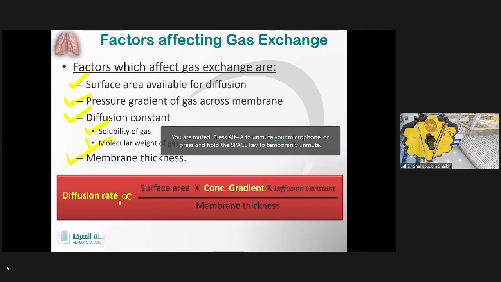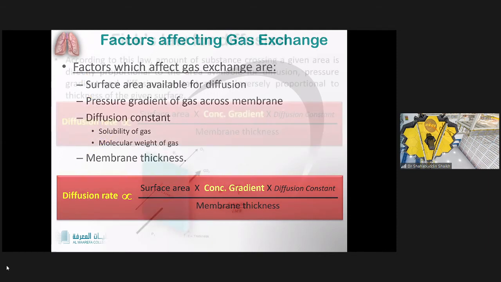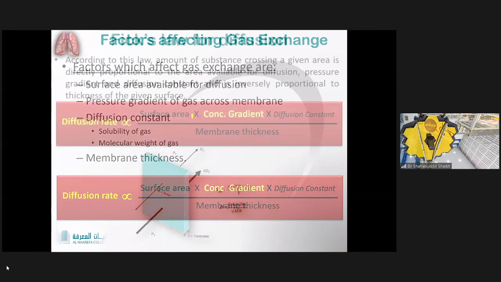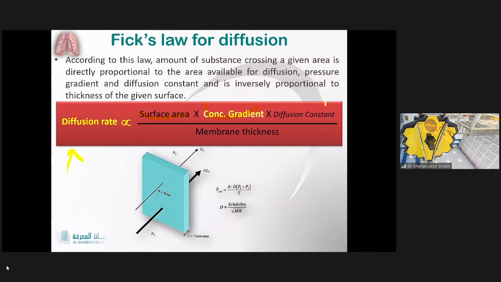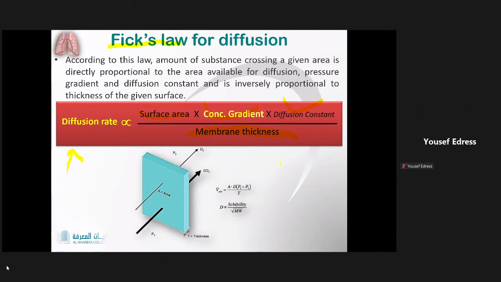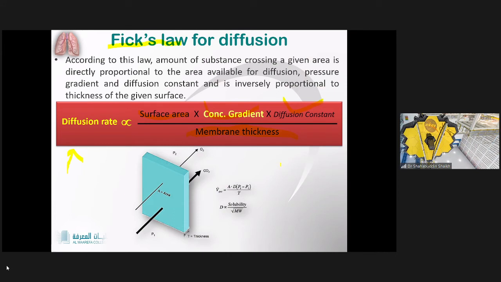I'll tell you the summary. Rate of diffusion is directly proportional to surface area, concentration gradient, and diffusion constant, and inversely proportional to membrane thickness. This is called Fick's law of diffusion. Clear?